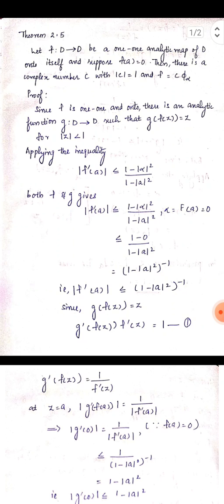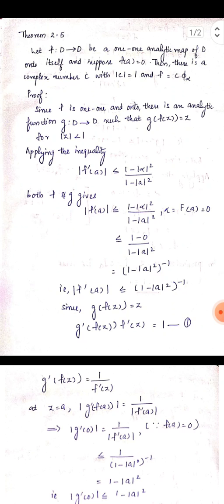Then we get mod f dash of a less than or equal to 1 minus 0 by 1 minus mod a square, which is equal to 1 by 1 minus mod a square. So we can take the inverse, that is mod f dash of a equal to 1 minus mod a square whole inverse. That is mod f dash of a less than or equal to 1 minus mod a square whole inverse.